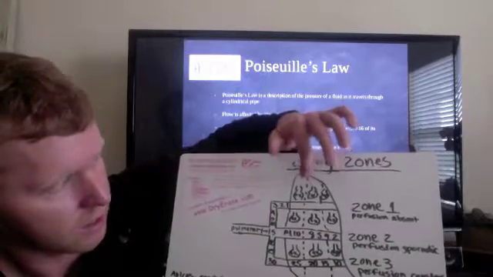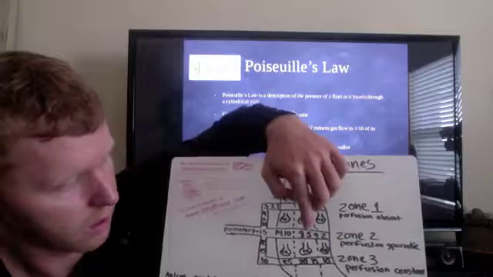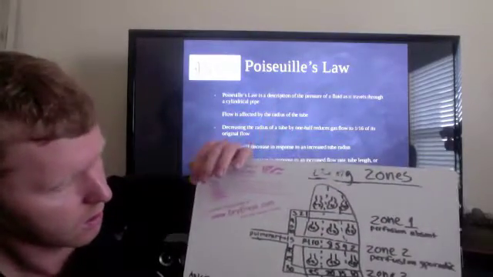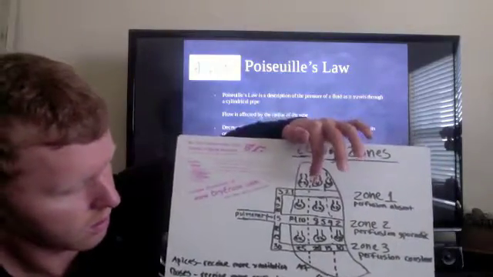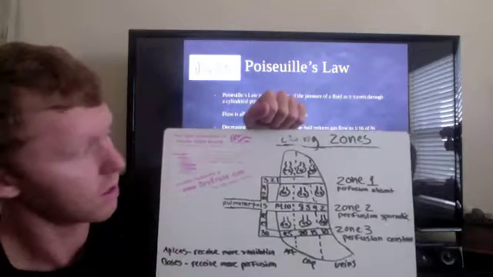So perfusion is absent in zone 1, perfusion is sporadic in zone 2 through here, and then perfusion is constant in zone 3. And so the top of the lungs will receive more of the ventilation, and the bases of the lungs will receive more of the perfusion.